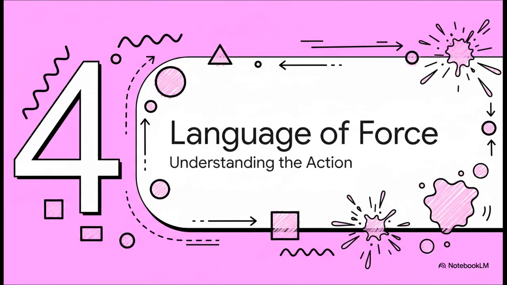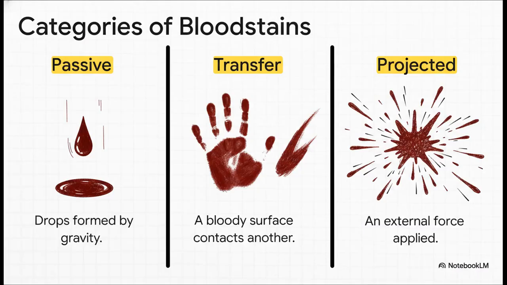Okay, so we've got the alphabet down. We know how a single drop behaves. Now, let's start putting those letters together to form words and even sentences. And that means we need to understand the language of force. Investigators usually break bloodstains down into three big categories. You've got passive stains, which are just formed by gravity. Then there are transfer stains, which happen when a bloody object touches something else. Think a bloody handprint. And then you have projected stains. That's where some kind of external force enters the picture.